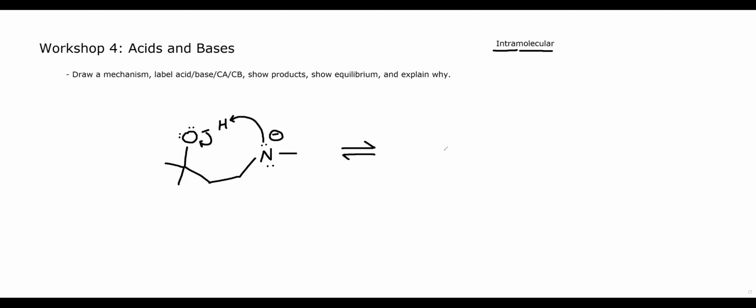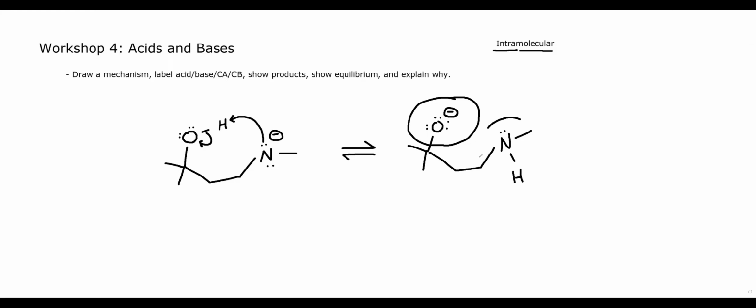What's that going to give us? It's going to give us a negative charge on that oxygen. So we'll put 3 lone pairs and a negative. 3 carbons, and then nitrogen now has a hydrogen and a methyl group. So we've essentially switched positions of the negative charge and the hydrogen between the nitrogen and the oxygen. For the reverse reaction, this oxygen is now the base, so that would be the conjugate base, and the NH would be the conjugate acid. Okay?